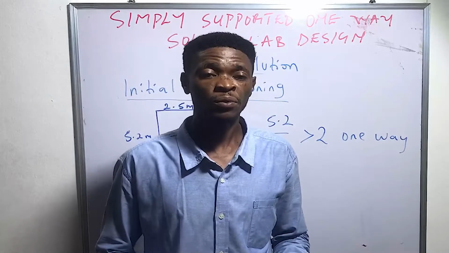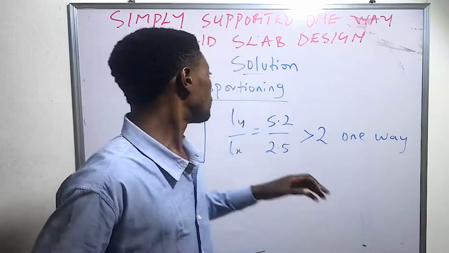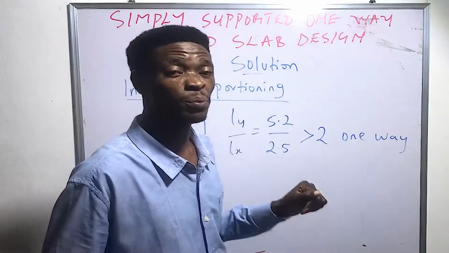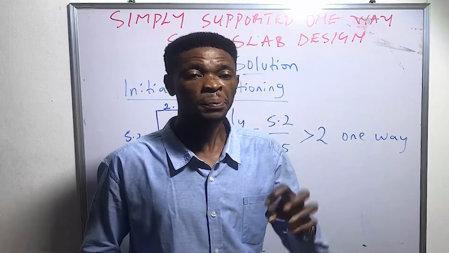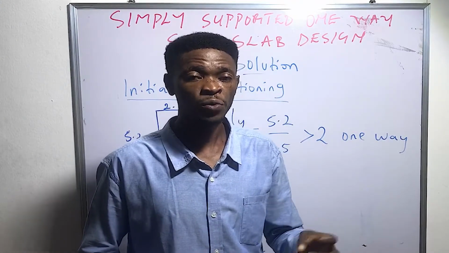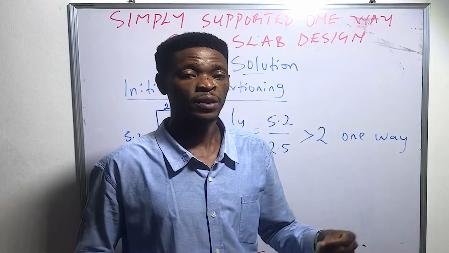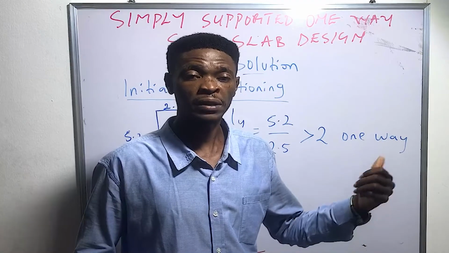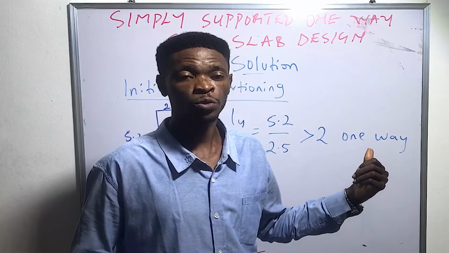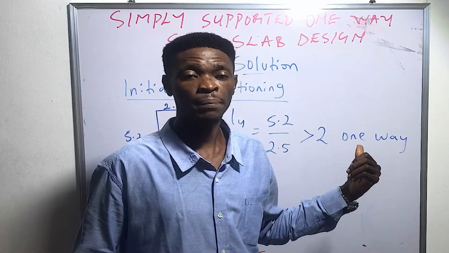The first step we need to take from our solution is our initial proportioning, which is the initial sizing of the slab. This is the preliminary sizing before we get our final sizing. With this initial sizing, we will later check in our deflection to see if this sizing will be appropriate or not.